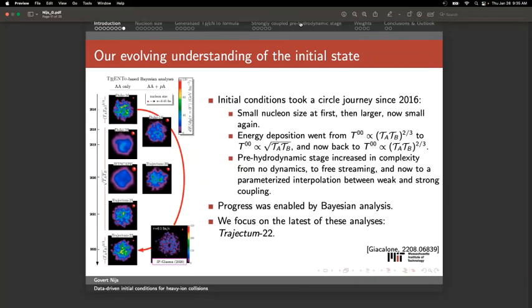The difference between power 2/3 and power 1/2 comes from whether you initialize the energy density or the... Oh, that's a very good point. I'll get back to that.